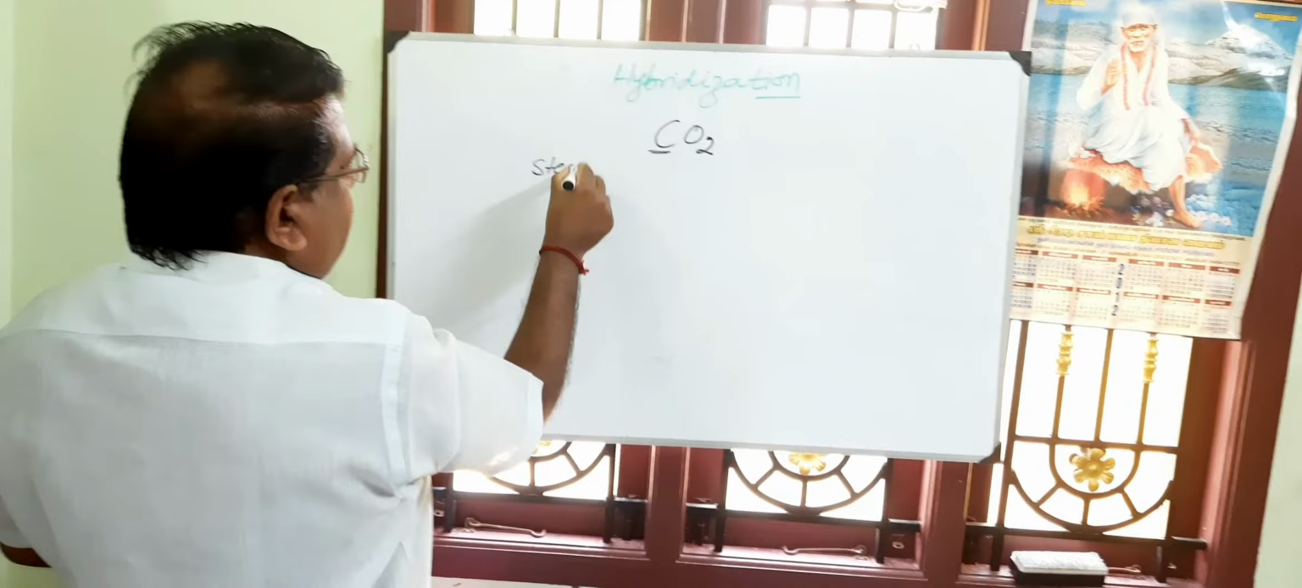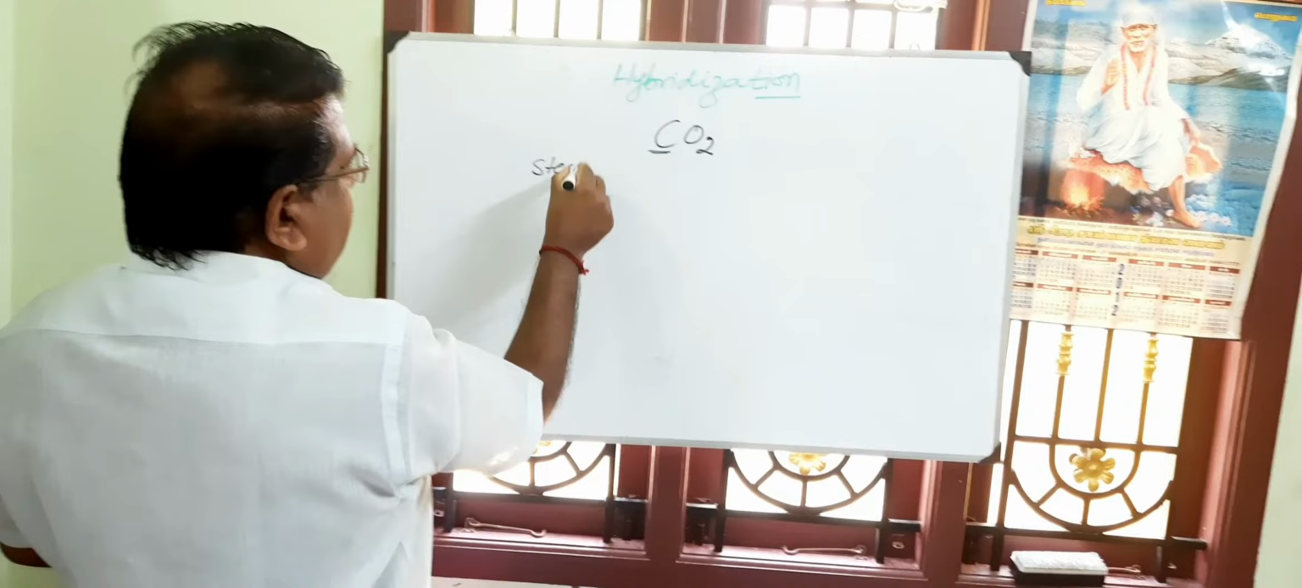Hi everyone. In this video we are going to discuss hybridization. So what is hybridization? Hybridization is a process in which pure atomic orbitals combine to form a set of equivalent orbitals. Let us consider carbon dioxide. So what is the hybridization of carbon in carbon dioxide?